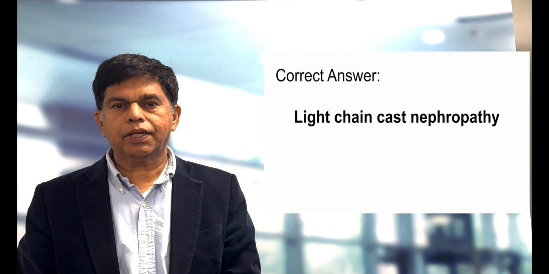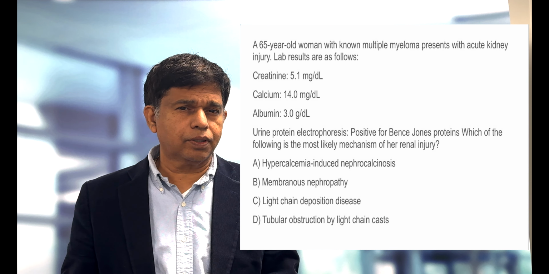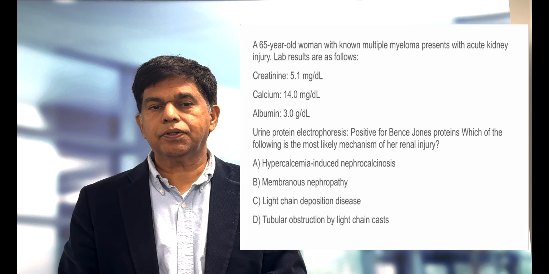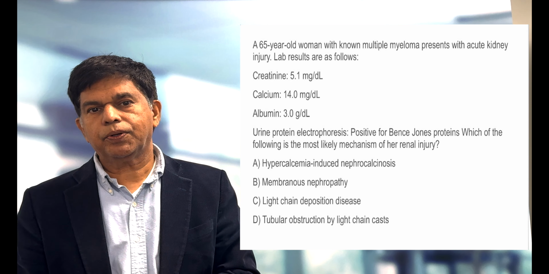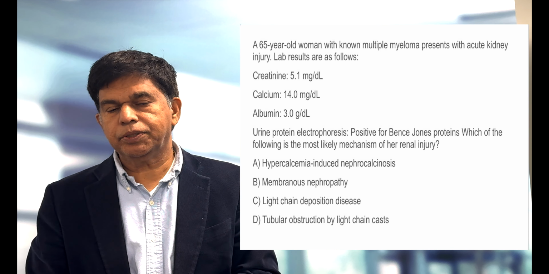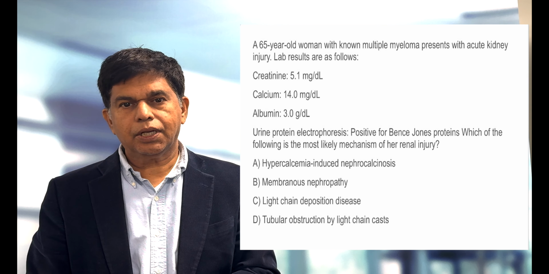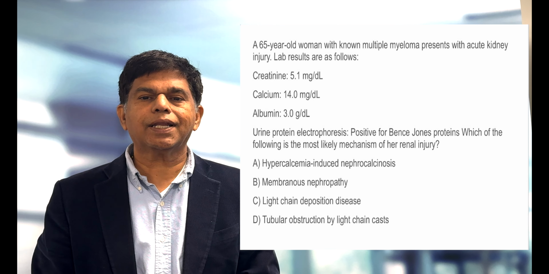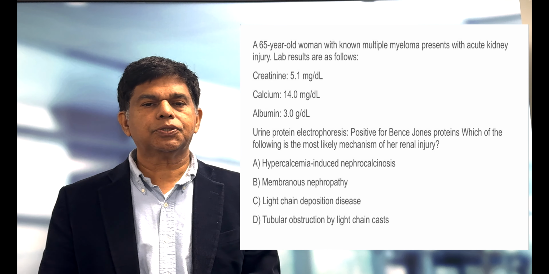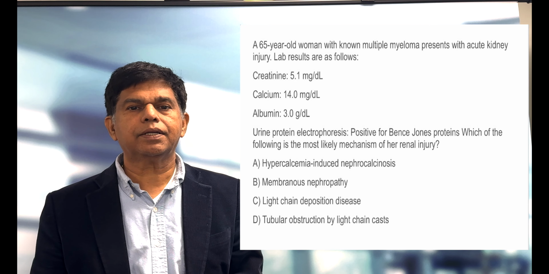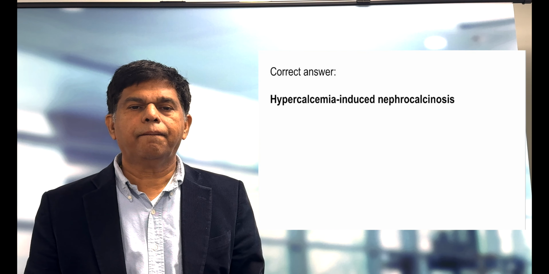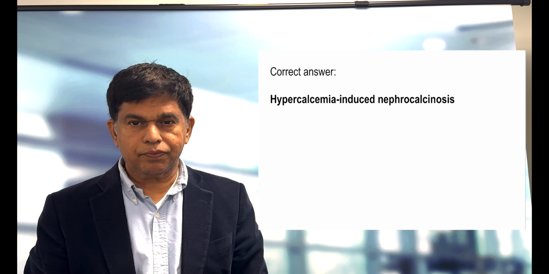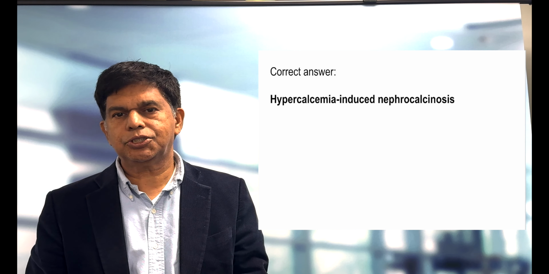Okay, let's go to the next question. These are all board review questions. A 65-year-old male with multiple myeloma presents with acute kidney injury. Creatinine is 5.1, calcium is 14, albumin is 3, and urine protein electrophoresis is positive for Bence Jones protein. Which of the following is the most likely cause of renal injury in this patient? In this patient, the answer is hypercalcemia induced nephrocalcinosis. It's not the light chain nephropathy.